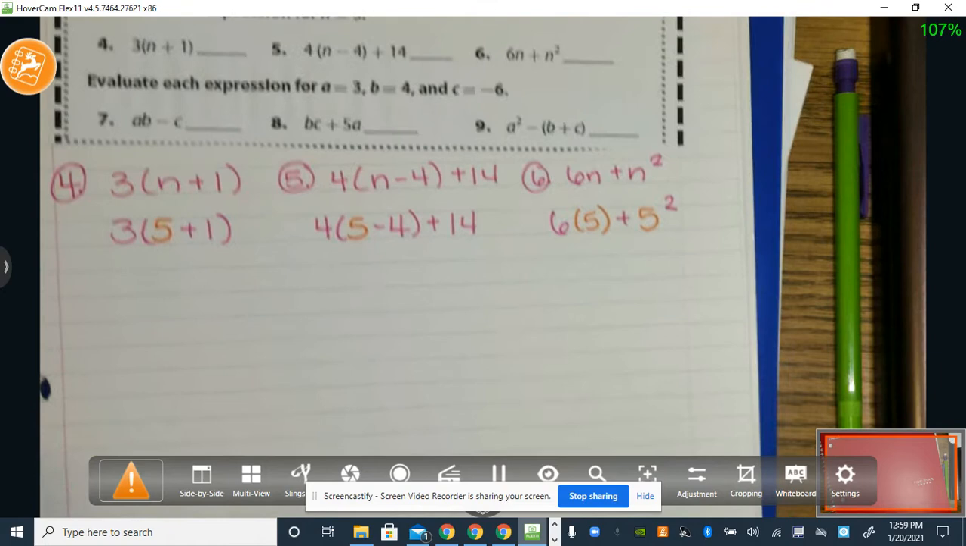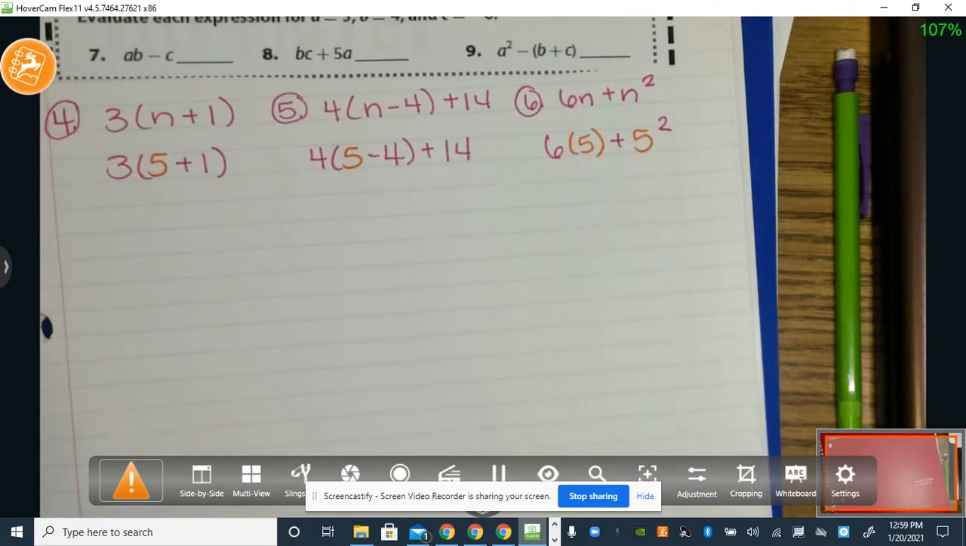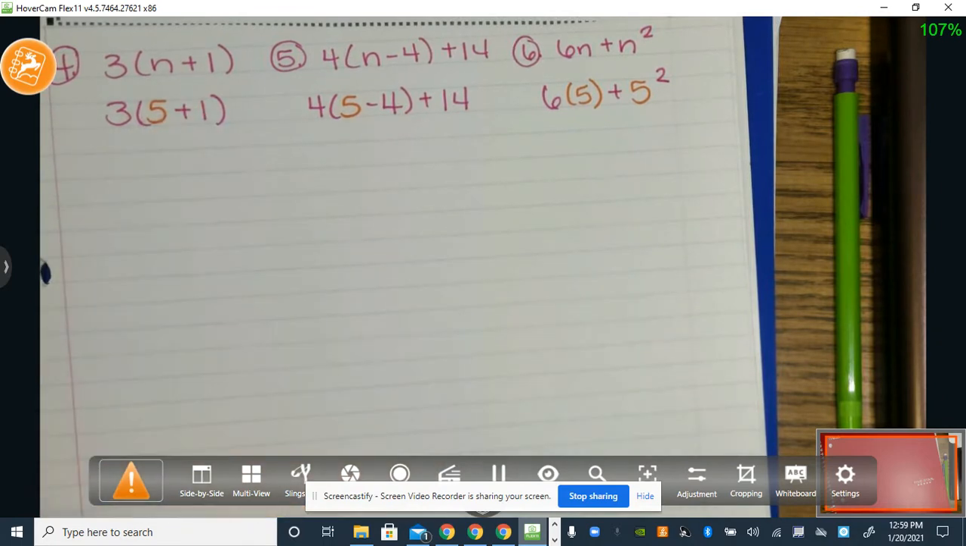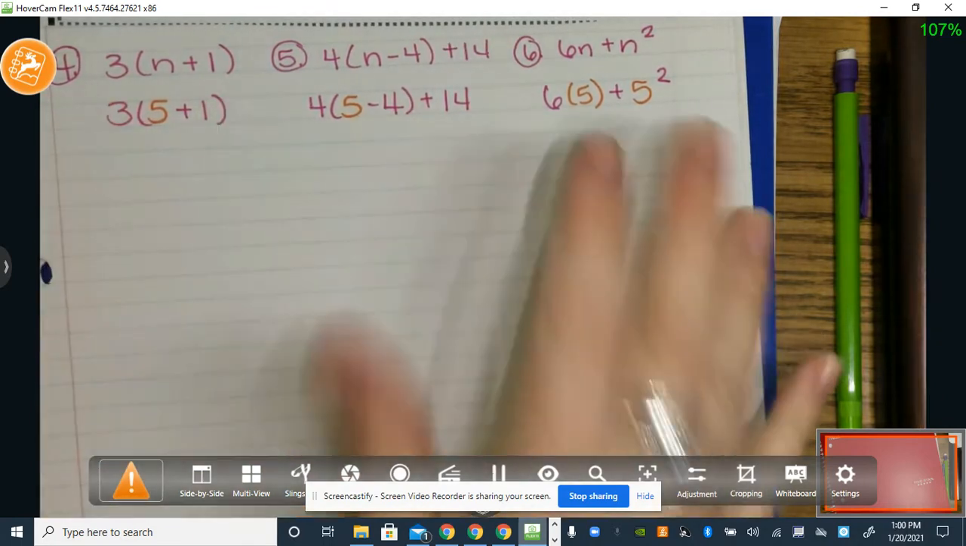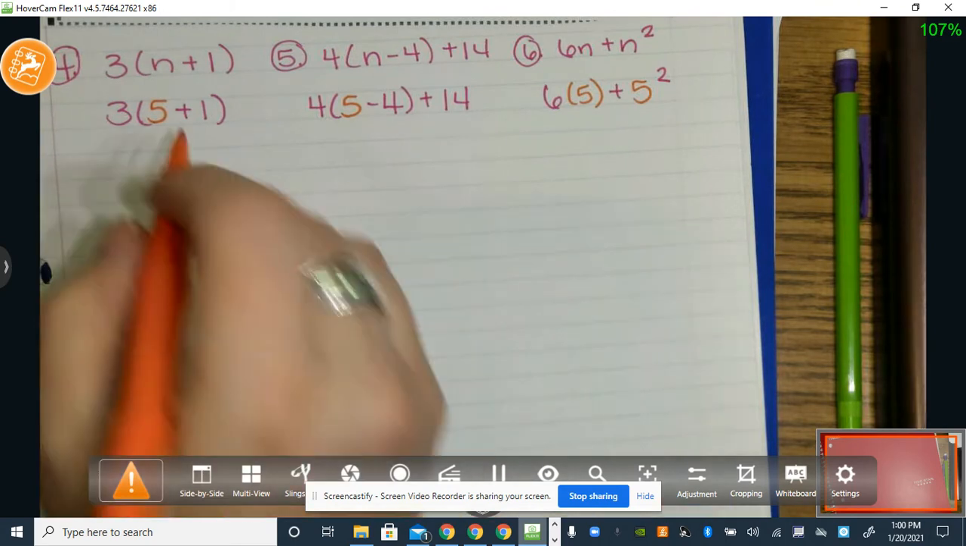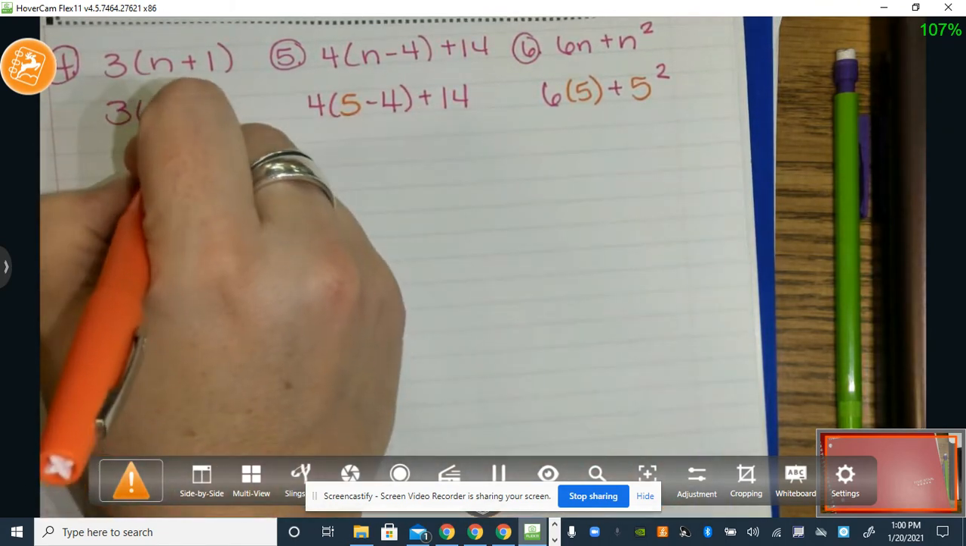Okay, and I kind of color coordinated it so you can see where I put the variables, where I put what the number for the variable that they gave me. Okay, so when you have it like this, order of operations still applies. So you need to do what's in parentheses first. So 5 plus 1 gives me 6.